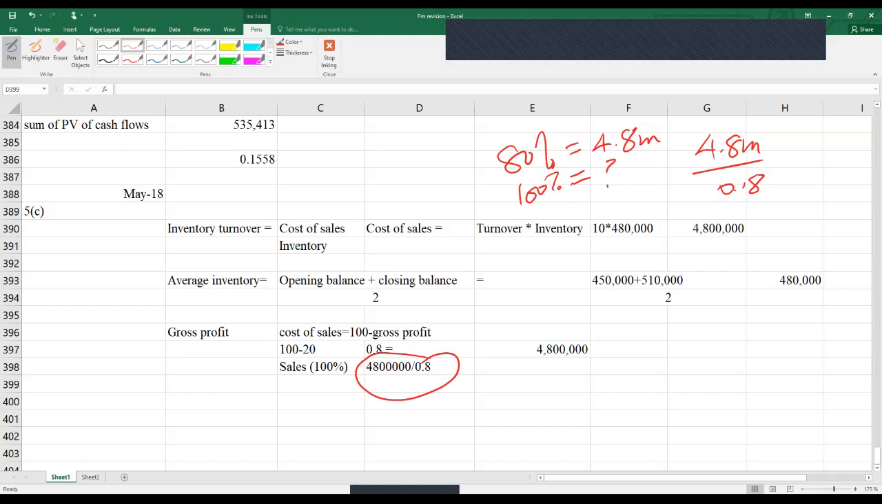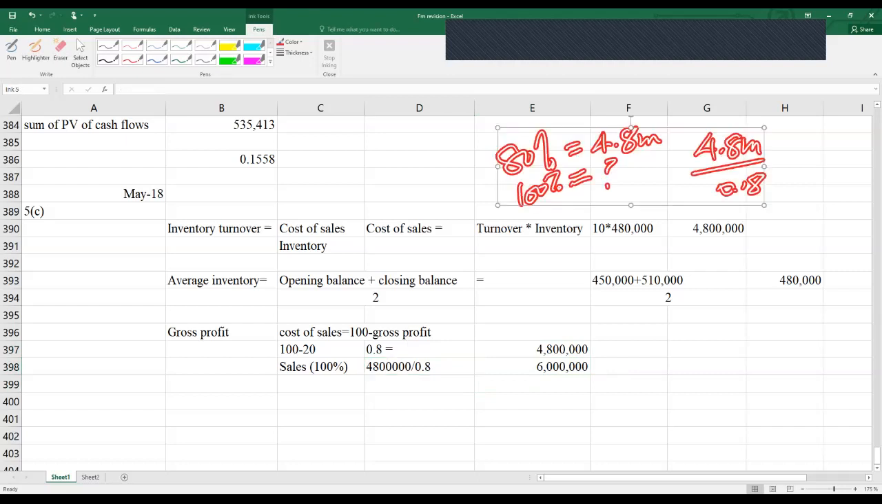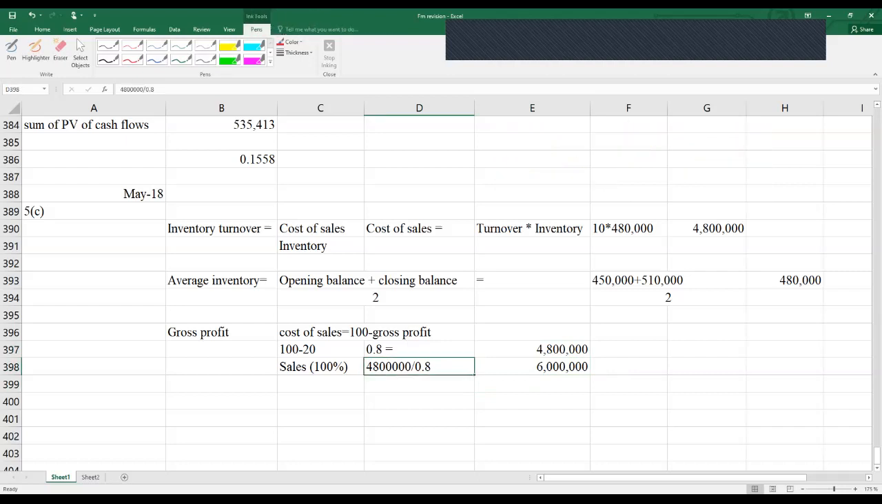That gives us 6 million. Yes, 6 million, the total sales. That's Roman 3, the answer to Roman 3, because Roman 3 asked us to get total sales. Hope it's clear to all of you. Again, this example is about working backwards. If you have seen so far, what you've done is attempt to work backwards.